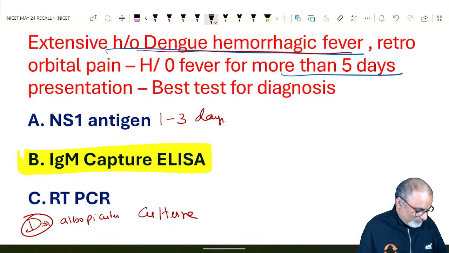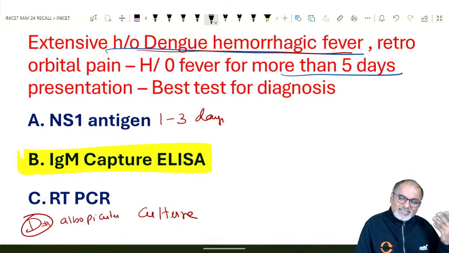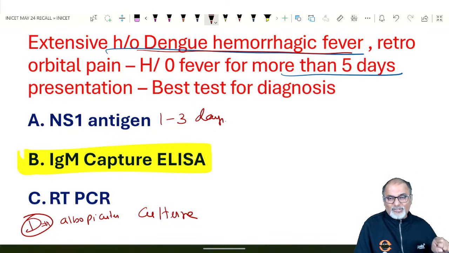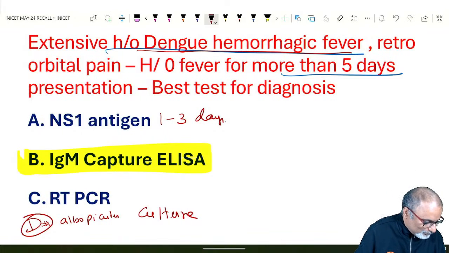This is a very important point you should learn here. In all other diseases, IgM will appear after 1 week, 10 days later. In dengue, from day 2 to day 3 onwards, IgM will appear. Dengue is the one disease where IgM appears from day 2 to day 3. So on the 5th day, IgM capture ELISA, you can go.